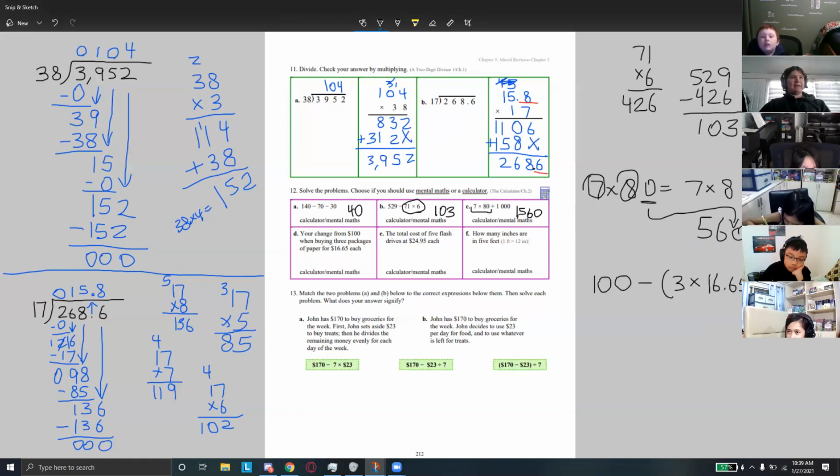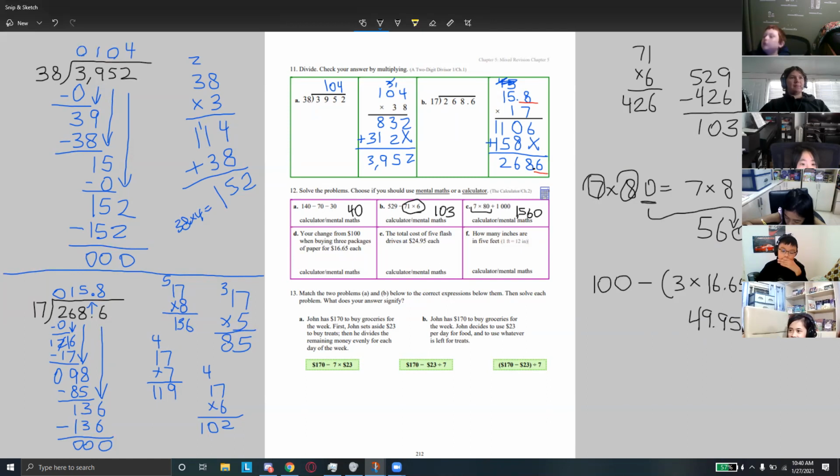3 times 5 is 15, 18, 18, 19. Great. Okay, and so 2 numbers after the decimal in the problem, 2 numbers after the decimal for the answer. So 3 times 16.65 is 49.95. And so now we just subtract it from 100.